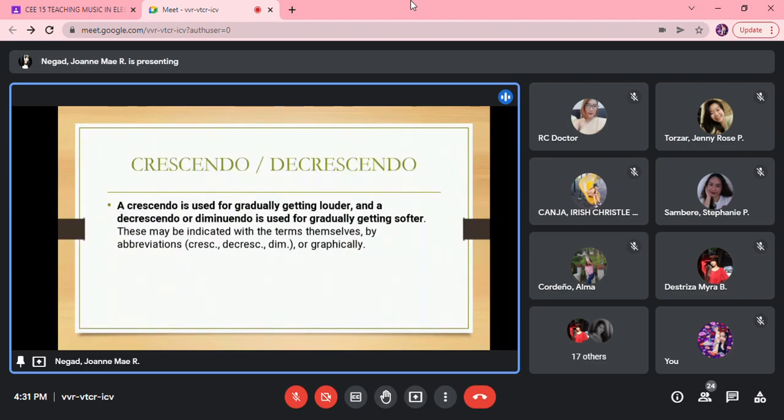Crescendo and decrescendo. A crescendo is used for gradually getting louder. And yung decrescendo naman po is opposite po siya ng crescendo. Ang decrescendo is tinatawag din na diminuendo.